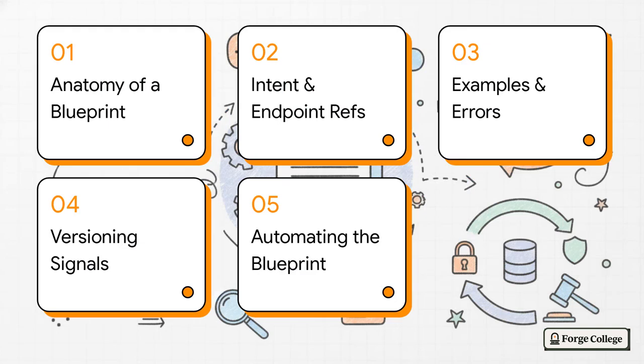Here's our quick agenda for this explainer. First, the anatomy of a blueprint. Second, intent and endpoint references. Third, examples and error guidance. Fourth, versioning signals. And finally, number 5, automating the blueprint. Let's get right into it.